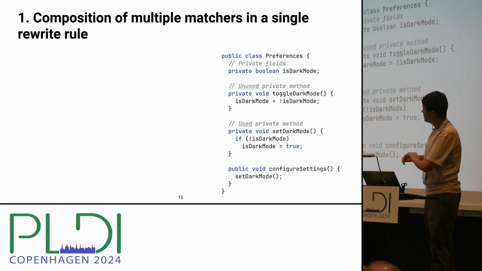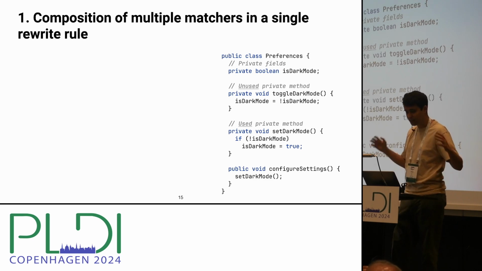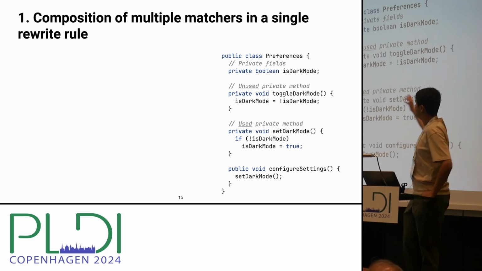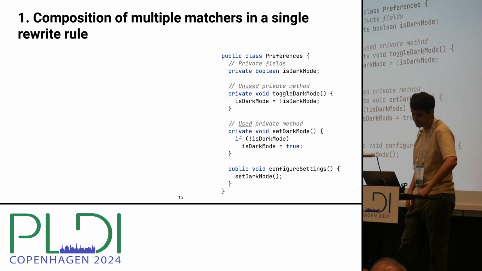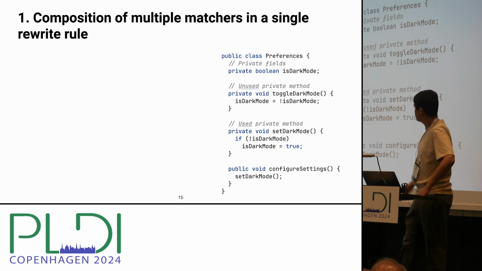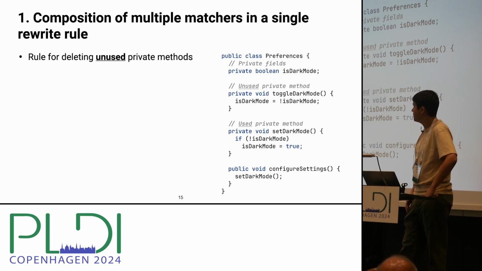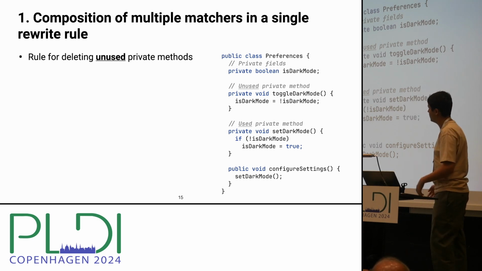The first one is composition of multiple matchers within a single rule. If you see this code snippet here, let's say this is just a class with one unused private method and another used private method. And let's say, for the sake of this example, that we want to write a match-replace rule for deleting unused private methods within the Piranha language.